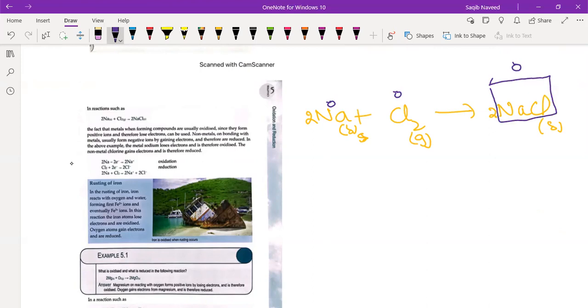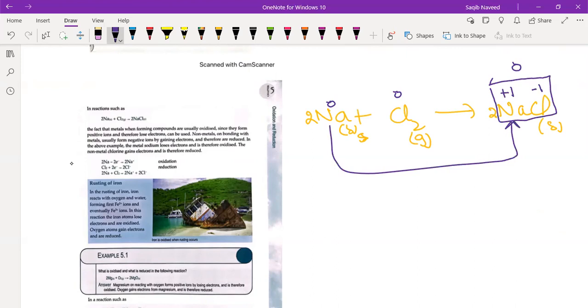Sodium belongs to group 1. Do you remember? Alkali metals. So what will be the charge on sodium? +1. And the charge on chlorine? -1. That is it. Now you can easily identify which element is undergoing the oxidation process and which one is reduction.